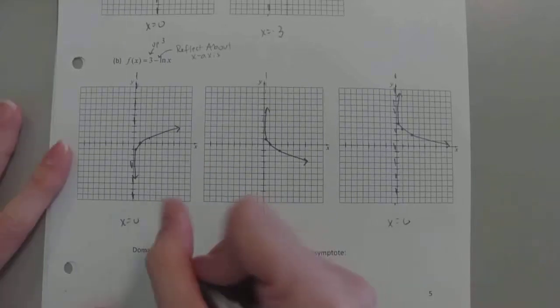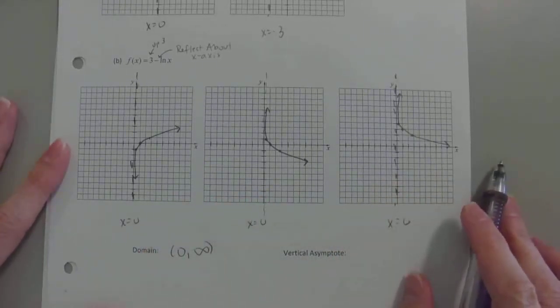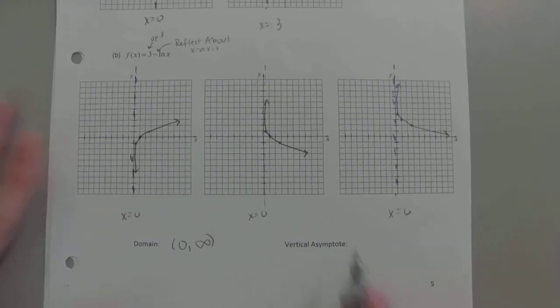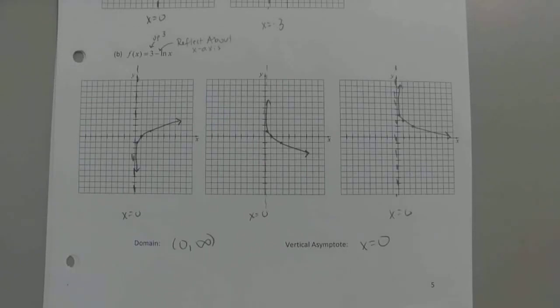So what's our domain going to be? Look at your original function, look at your inverse function, it doesn't matter. What's the furthest left we go? 0. Do we include 0? No. We ride along it, so we're going to have a parenthesis there, to infinity, because this graph goes on forever, right? And then where's our vertical asymptote still? x equals 0.